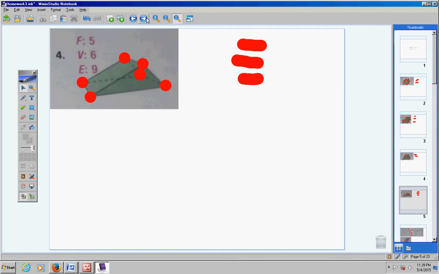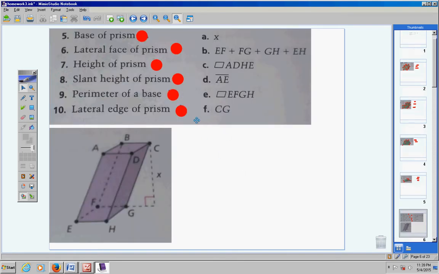Okay? Alright, moving on to numbers 5 through 10. Now, we're going to match these up, okay? Base of the prism. Well, look, guys, here's the base of the prism right there. So as I look at my options over here, I see E, which is quadrilateral, EFGH. So I think letter E would be for number 5.